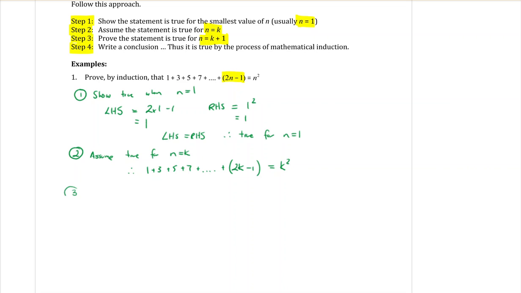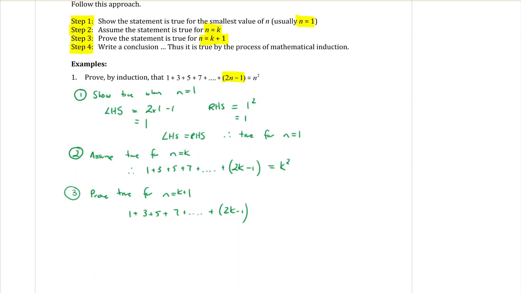Just rewriting it with k instead of n. The 3rd step is where all the interesting stuff happens. This is where we have to prove that it's true for n equals k plus 1. So k plus 1 means that I want to have all the current terms in my series, so the 1 plus 3 plus 5 plus 7 plus ... the 2k minus 1, that was where I originally had it, but now I want k to be k plus 1, which means I want one more term in that series.